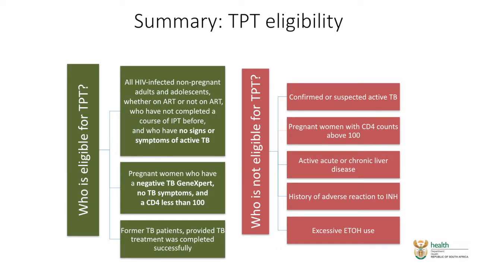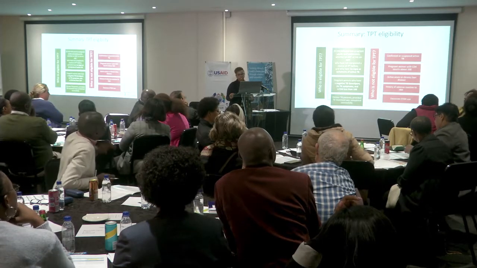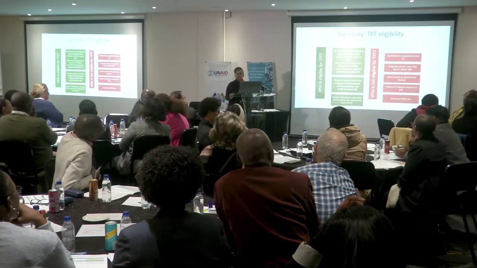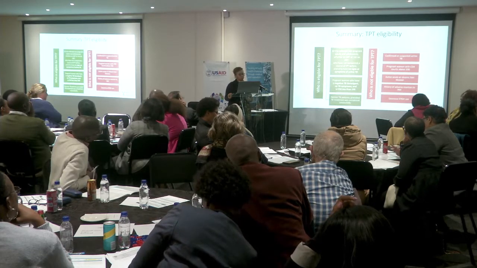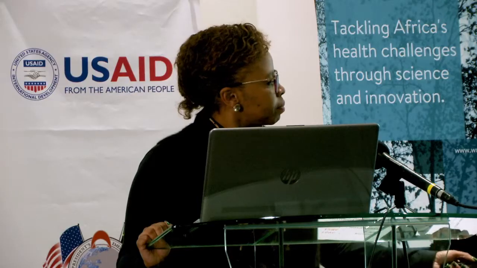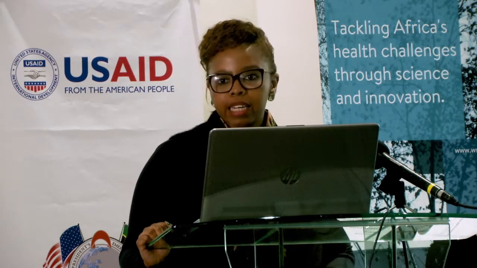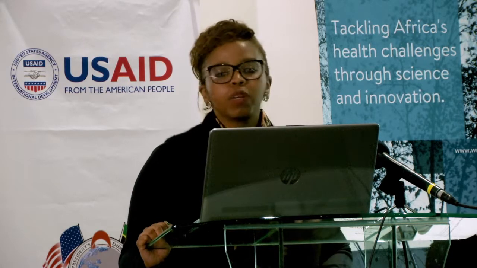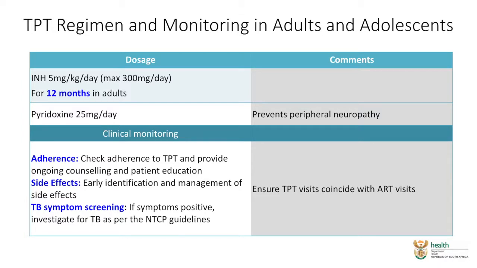Right, and who is not eligible? A confirmed or suspected active TB patient, a pregnant woman with a CD4 count of above 100, active acute or chronic liver disease, history of adverse reactions to INH, as well as excessive alcohol use. So let's remember that this is the major change as far as this guideline is concerned, and let's communicate it adequately when we cascade. The regimen does not change.